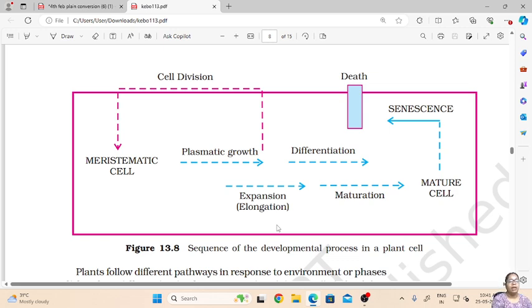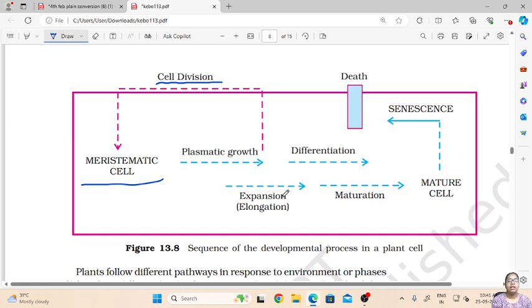Okay, so what happens first? First phase is the cell division. So during cell division, the meristematic cell divides continuously to produce what? More and more cells. Then comes the phase of expansion.